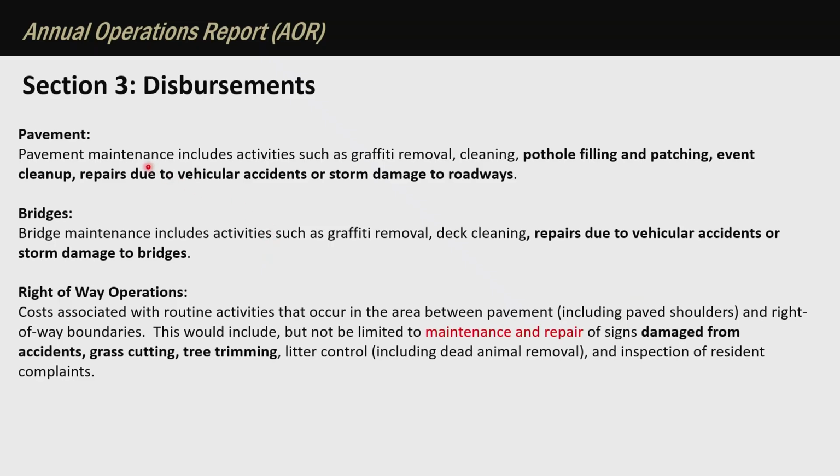And then they also lay out in the instructions tab some examples for maintenance for pavement, bridges, and right-of-way. So they consider pothole filling, for example, a maintenance item since it's a reactive treatment, event cleanup, repairs due to vehicular accidents or storm damage to roadways. In the right-of-ways category, if you read down there, it says maintenance and repair of signs damaged from accidents, mowing, tree trimming. Those are all maintenance activities in the right-of-way.